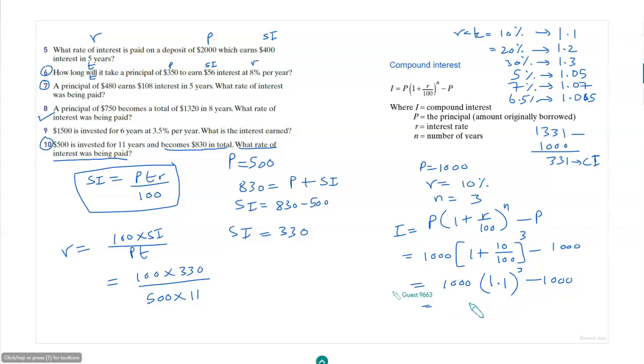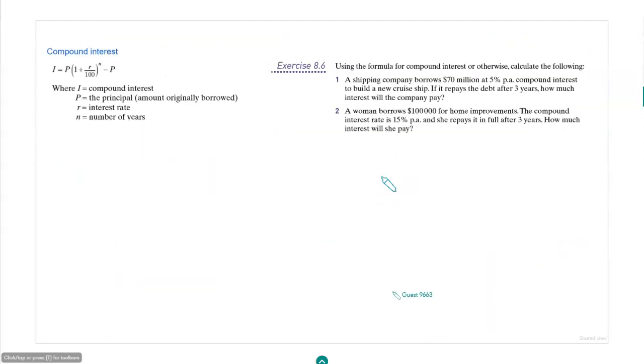So how much do you get? You get the final answer as 331 itself. So this is the formula to calculate compound interest. Interest is P into 1 plus R by 100 to the power n minus P. Using the formula for compound interest or otherwise, calculate the following.